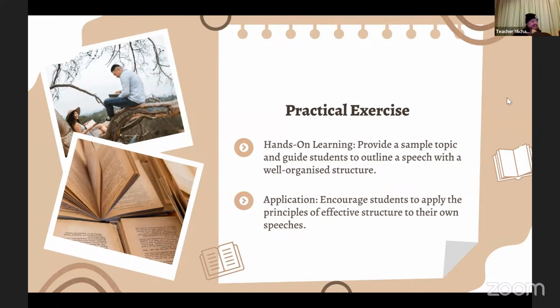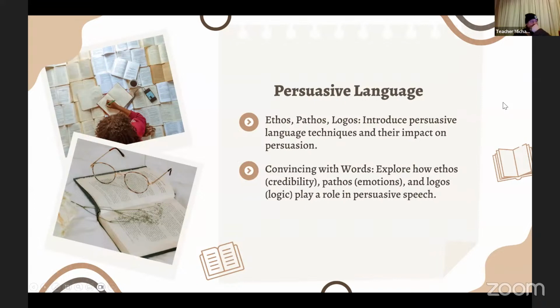Okay, so we've definitely spent enough time on that. Let's move on. So the next thing we want to talk about, we won't go into too much detail about this, but the three persuasive language techniques that we want to really focus on with our speech writing are ethos, pathos, and logos.